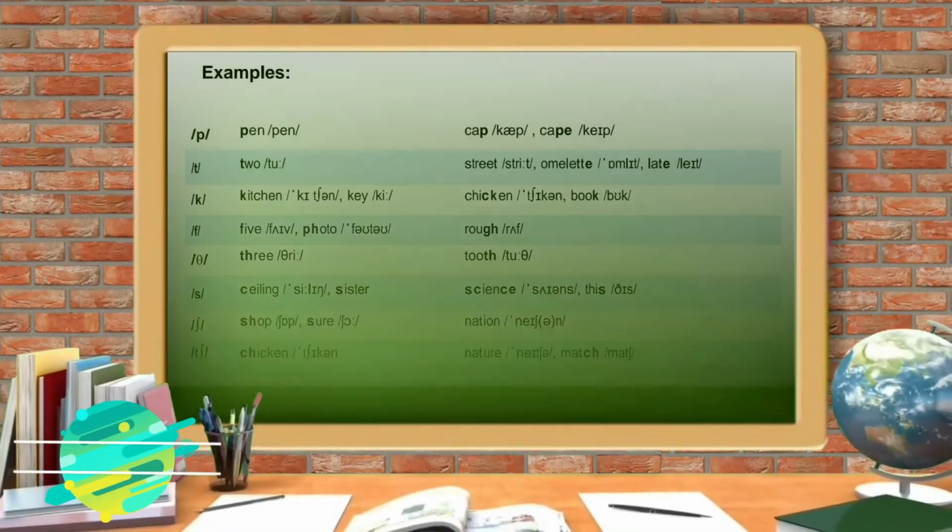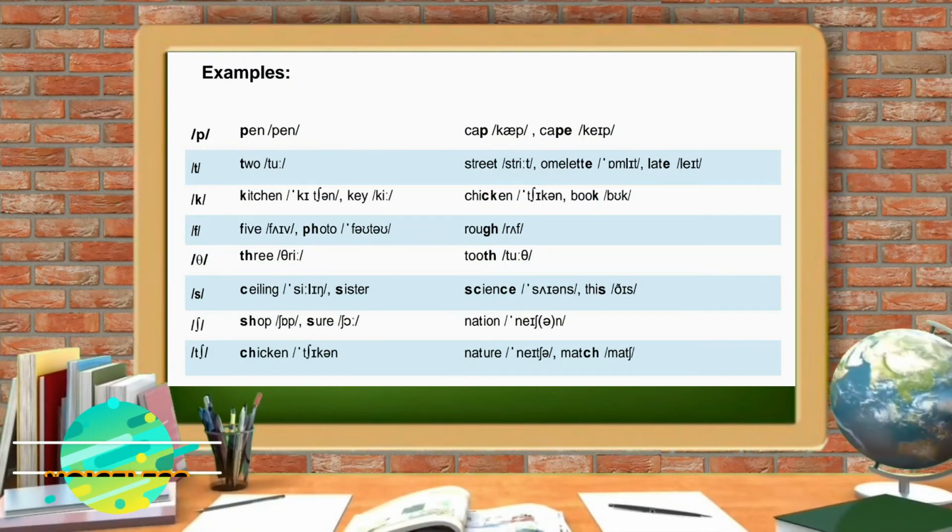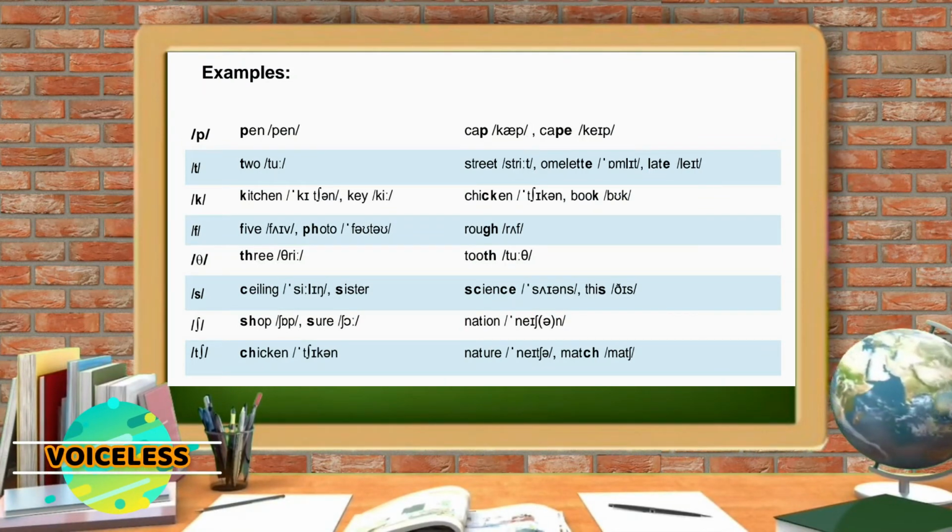Okay, my friends, these are some examples of voiceless sounds. First, P for pan, cap, and cape. T for two, street, omelette, and late. K for kitchen, K, chicken, and book. F for five, photo, and rough. Th for tree and tooth.